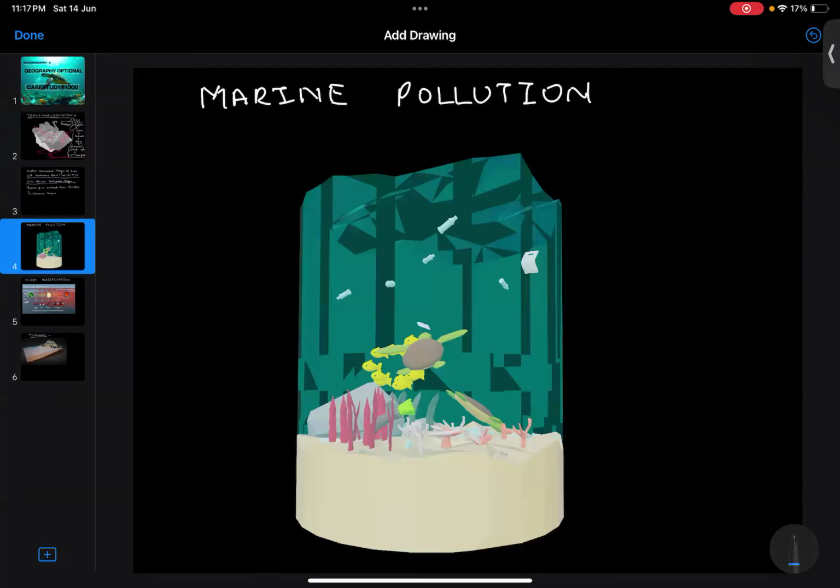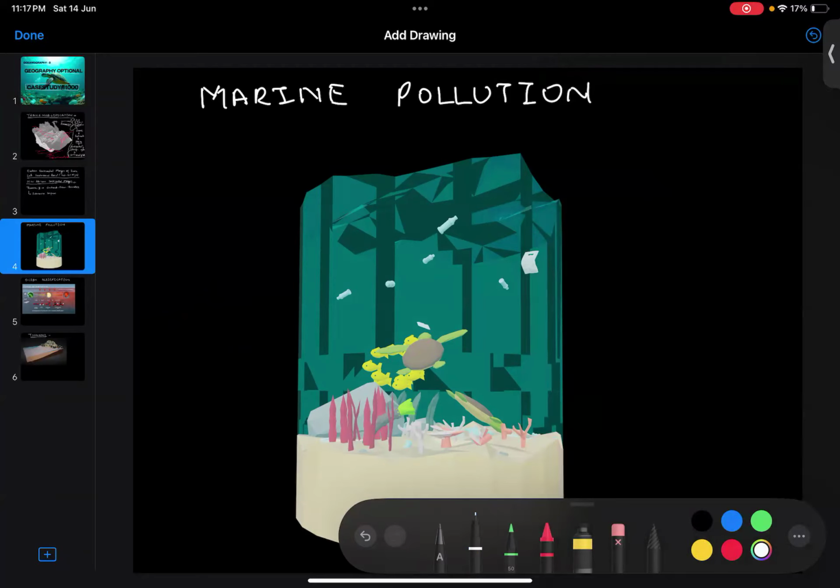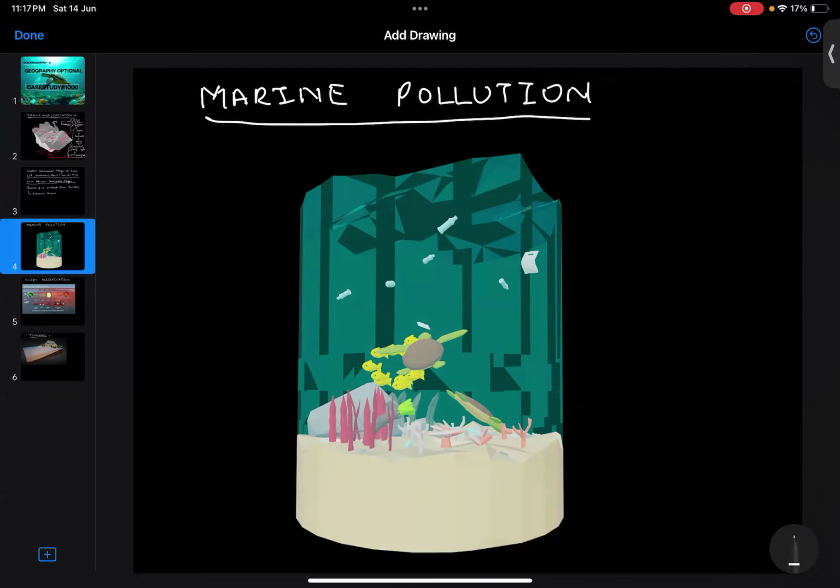Next, the second part is the second case study, which is based on marine pollution. Marine pollution is not a new topic, but it has recently been seen that the Great Pacific Garbage Patch.